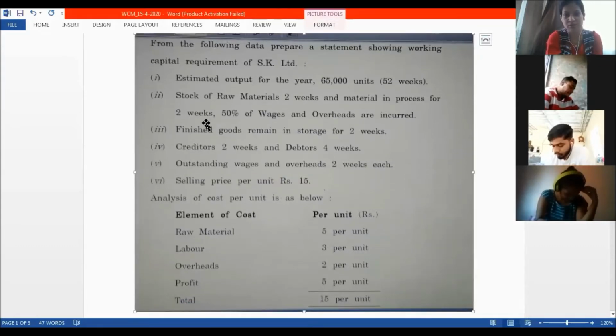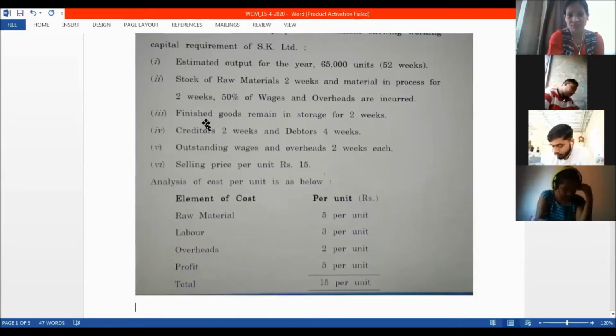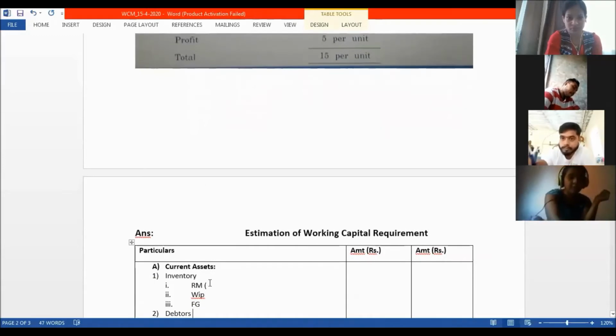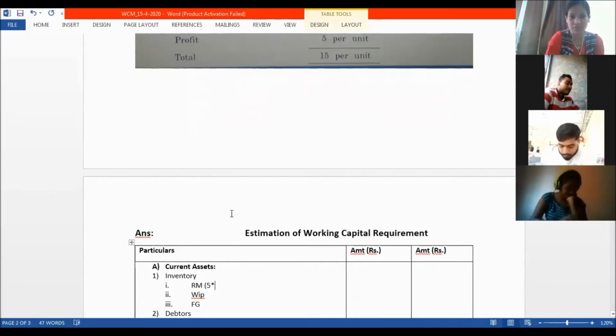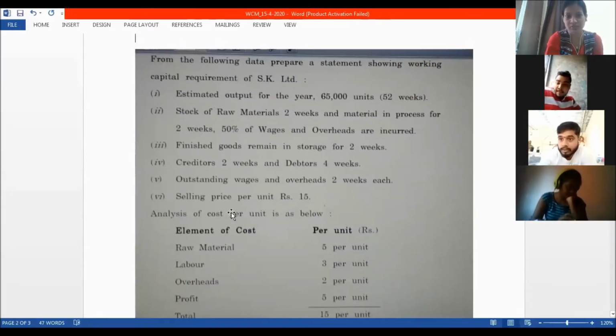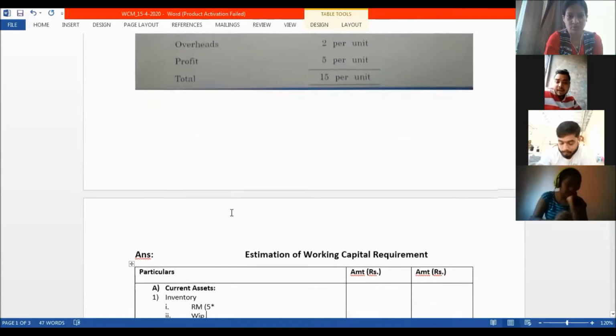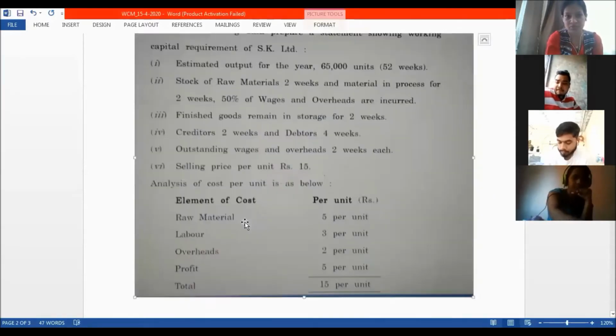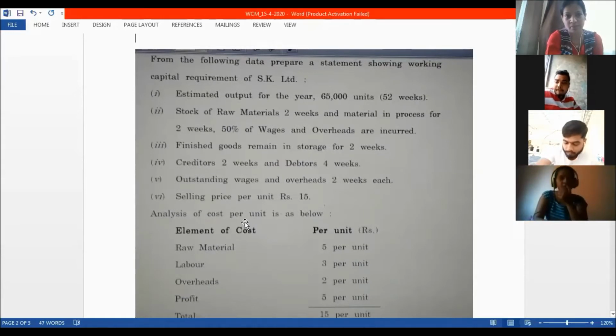Now if you see the raw material cost, how much is it? 5 per unit, correct? So 5 for 1 unit multiplied by how many units you will be producing in a year? 65,000. So we are going to multiply this per unit cost by 65,000 units. Now this will be the cost for the entire year. And what is the holding time for raw material? 2 weeks. For raw material, it is 2 weeks.